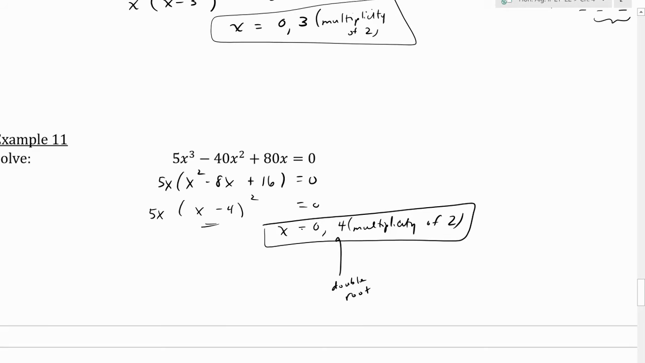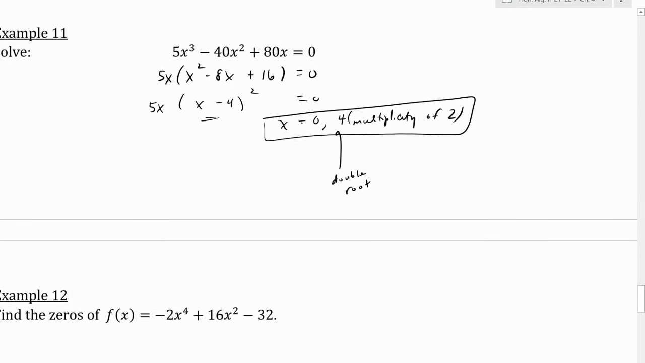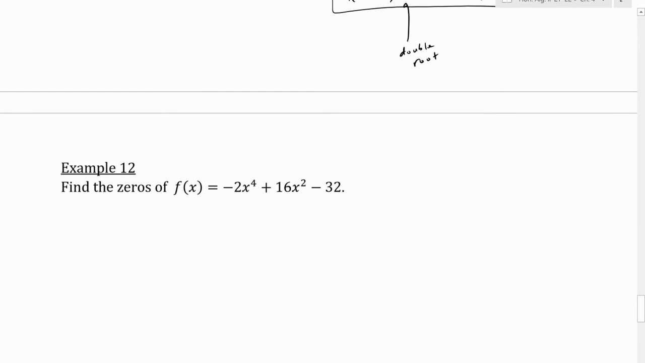That means it's the root, and roots are just the solutions to equations. It shows up twice. Find the zeros of it. So we're trying to figure out what makes this 0.